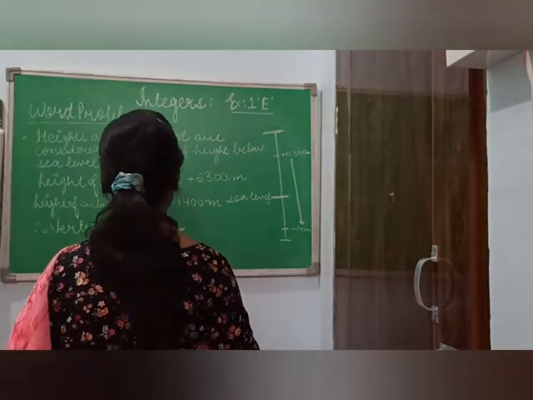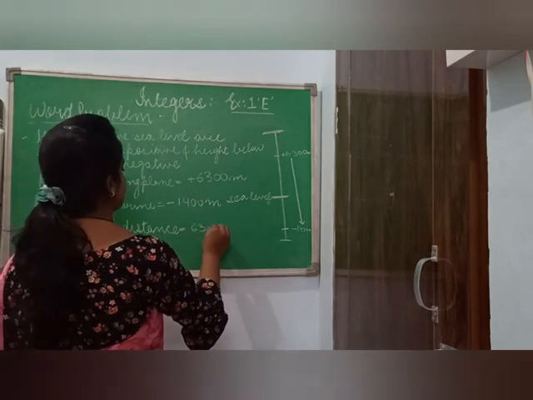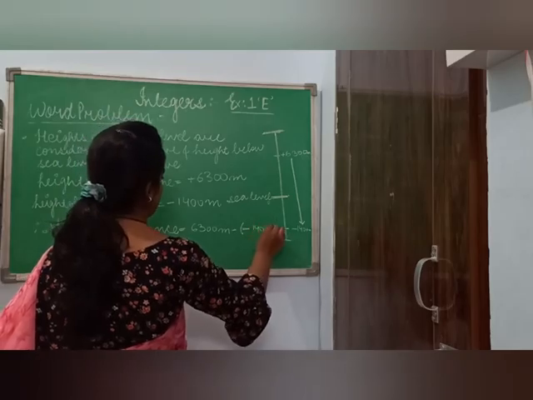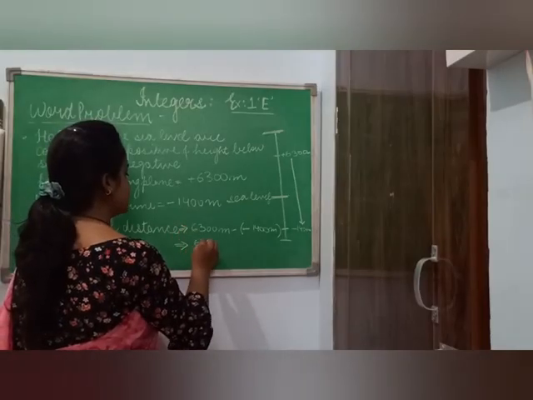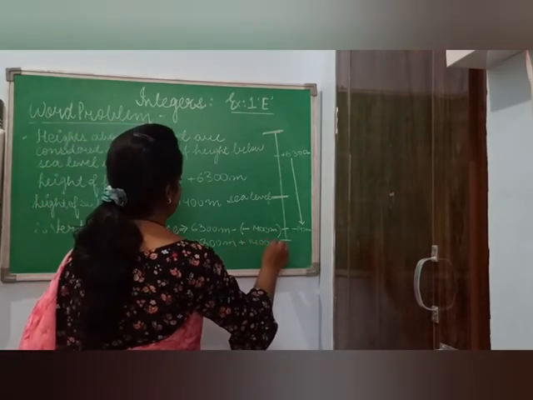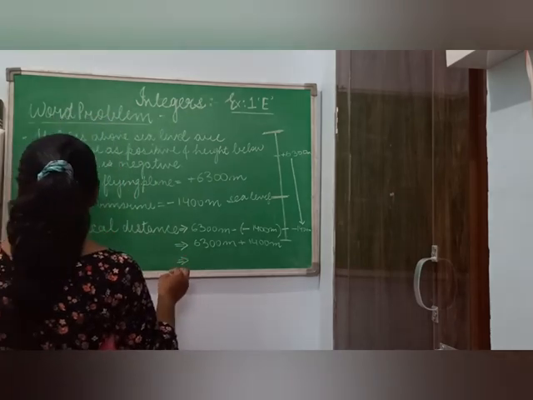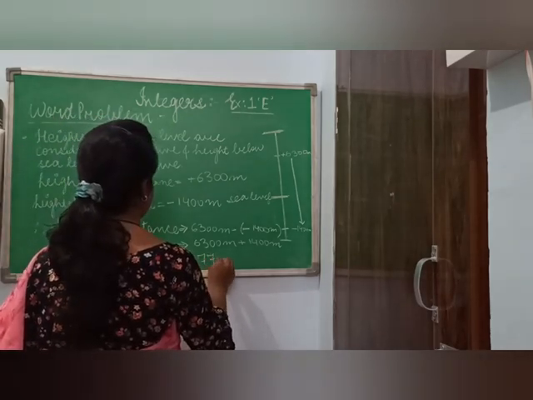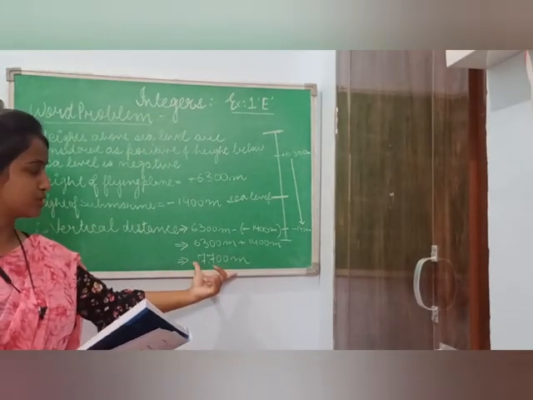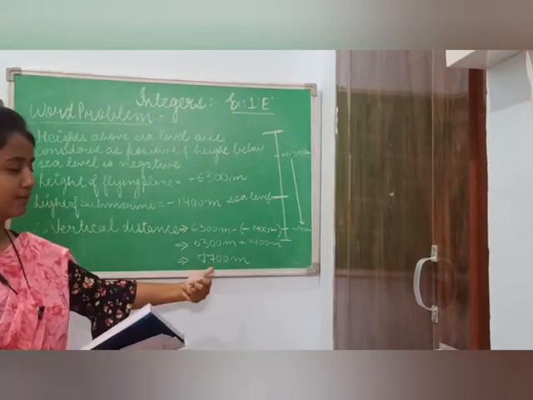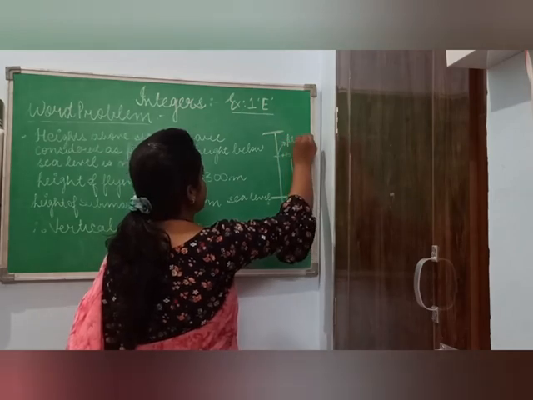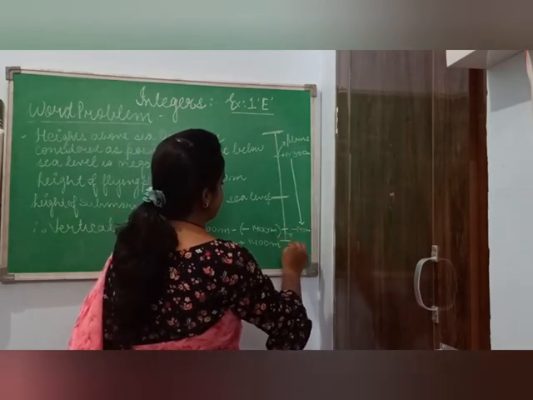So 6,300 meters minus minus 1,400 meters. That is 6,300 meters plus 1,400 meters. Therefore, the vertical distance will be 7,700 meters, which means that 7,700 meters is the vertical distance between the plane and the submarine. Our plane is over here, and this is the position of the submarine.